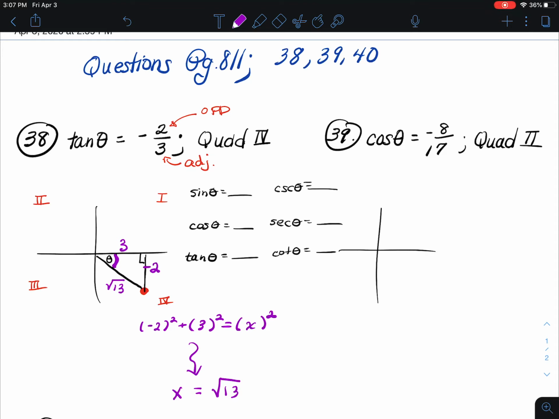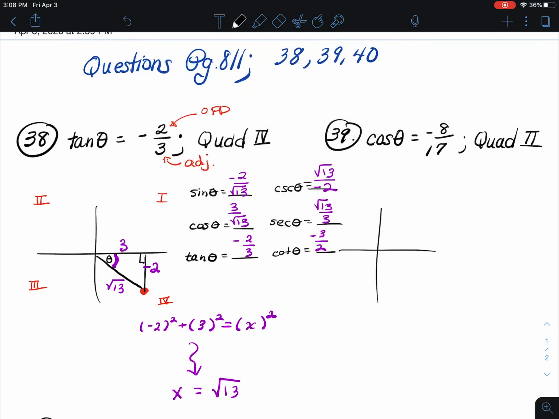Past that, once we get our picture, we're just putting together all 6 of these trig functions. Of course, we know tangent we were given was negative 2/3, so I can go ahead and fill in that cotangent would be its reciprocal. Sine should be opposite, that's going to be negative 2, over hypotenuse, that's going to be the square root of 13, and then for cosecant, I'm going to do the reciprocal. For cosine, I'm doing adjacent, that's the 3, over the hypotenuse of square root of 13, and then secant would be the reciprocal.